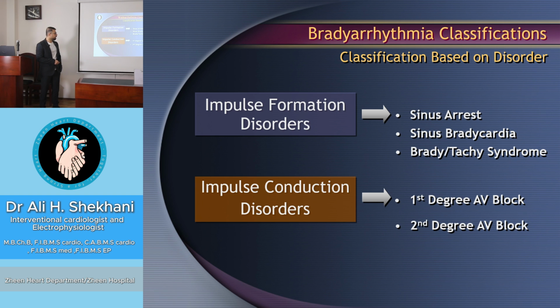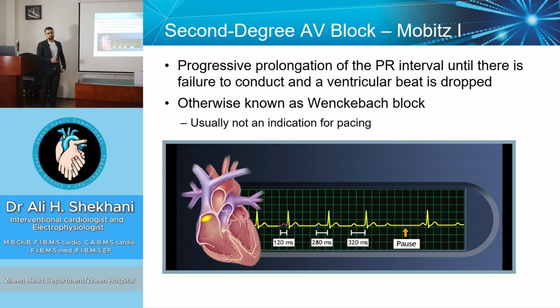And we have second degree AV block. Second degree AV block could be Mobitz type 1 AV block. In Mobitz type 1, there is progressive prolongation of the PR interval. You can see here the PR is 120, becomes 200, 280, and progressively prolonged until there is a pause or no conduction. Again, it is a benign condition. Sometimes in a healthy person it can occur without any problem.